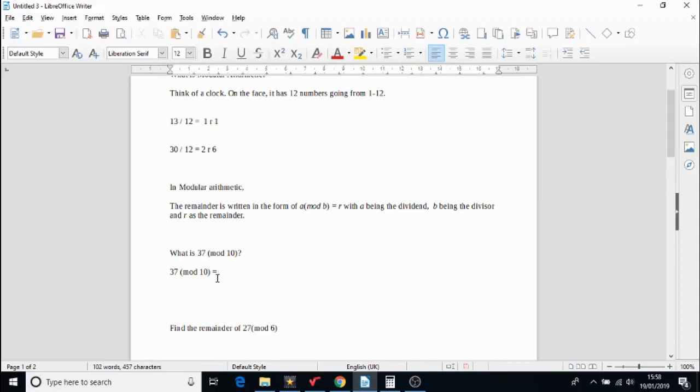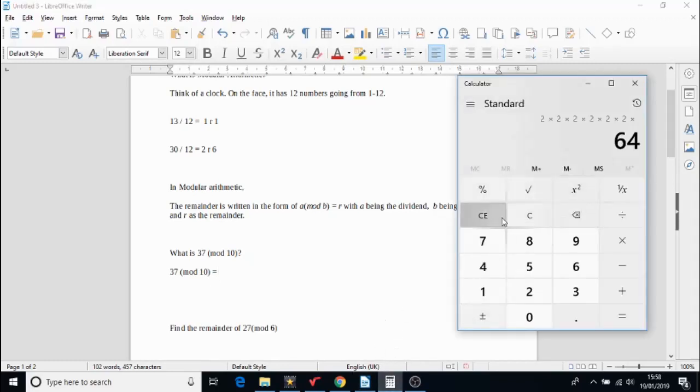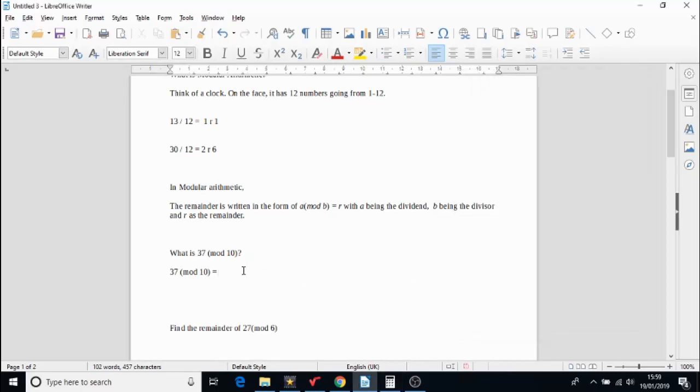So basically we're trying to figure out the remainder when you divide 10 into 37. There are no decimals when it comes to finding a remainder. Otherwise we could just easily do 37 divided by 10, 3.7. That's not what we're looking for.